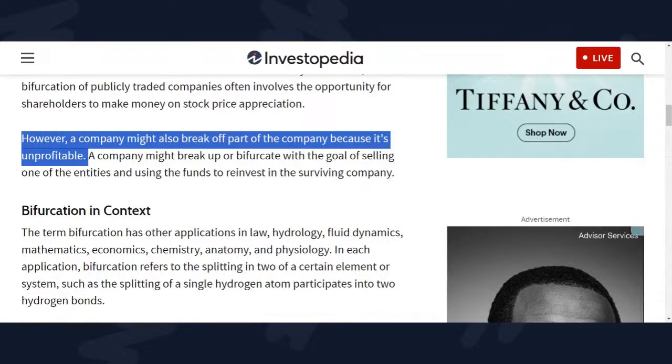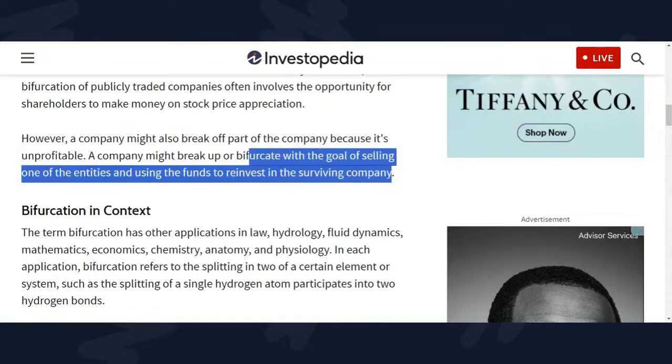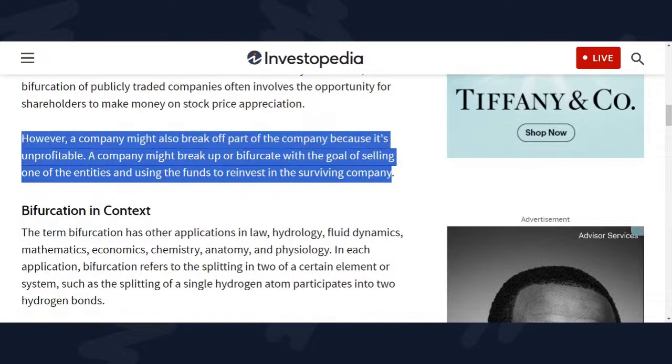A company might break up or bifurcate with the goal of selling one of the entities and using the funds to reinvest in the surviving company. And the reason I mention that bankruptcy thing is because to date, I have a PayPal account, which is a holding company. And to date, they have not sent me a 1099-K saying they received any payments above and beyond the $600 minimum that is now instituted with the new IRS regulations.